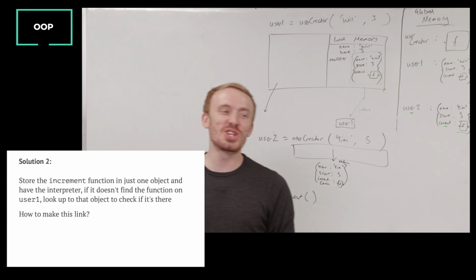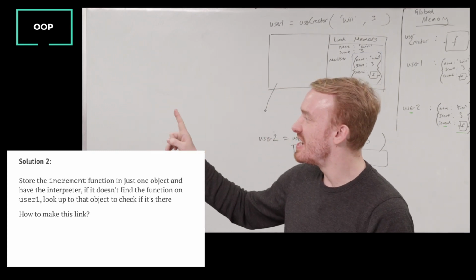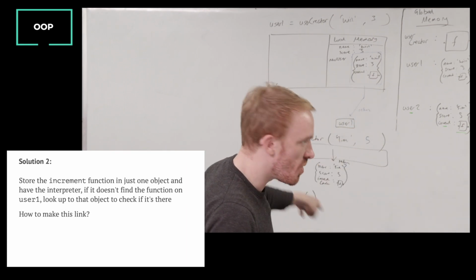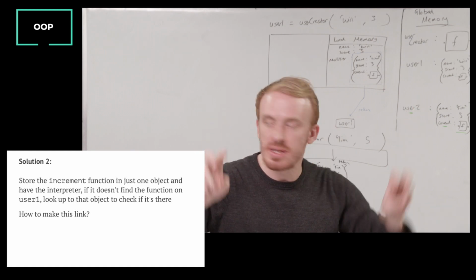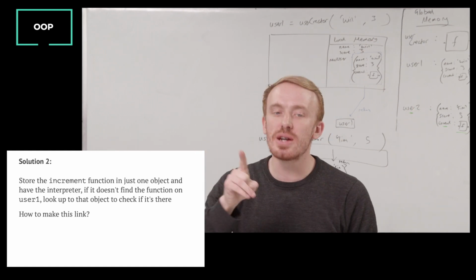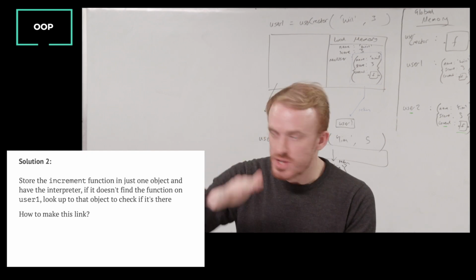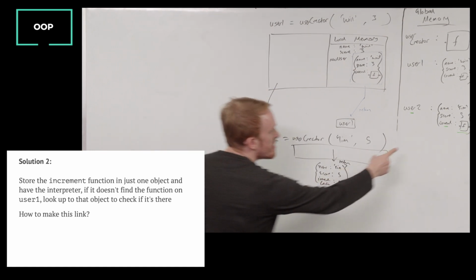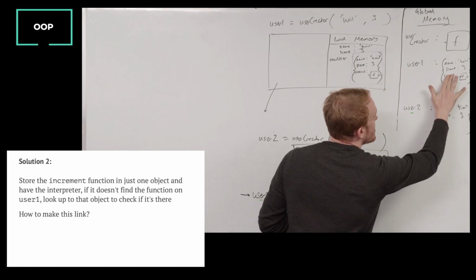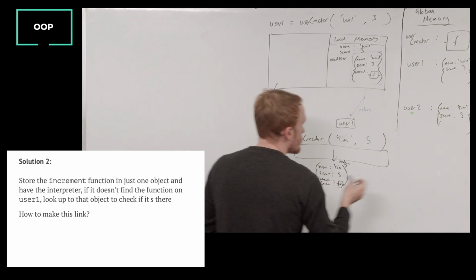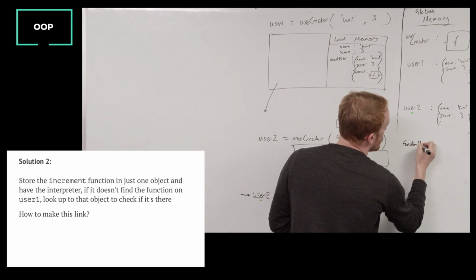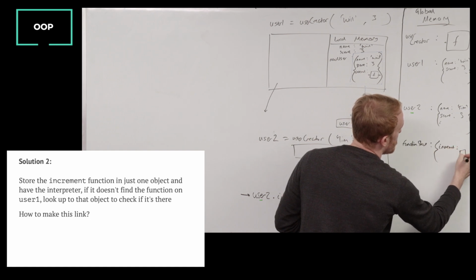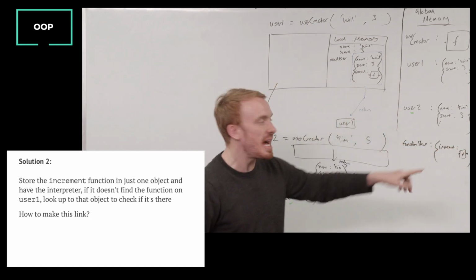All right. Solution 2 is going to be to store that increment function, all the functions we want each of these objects to have access to, on the right-hand side of the dot as methods in just one object. The interpreter, that's the JavaScript engine, as it runs through our code, if it doesn't find the function increment on user 2, on user 1, somehow it knows to go and look, let's call it function store, in some shared object where increment is happily sitting around. Somehow it knows to go looking there.